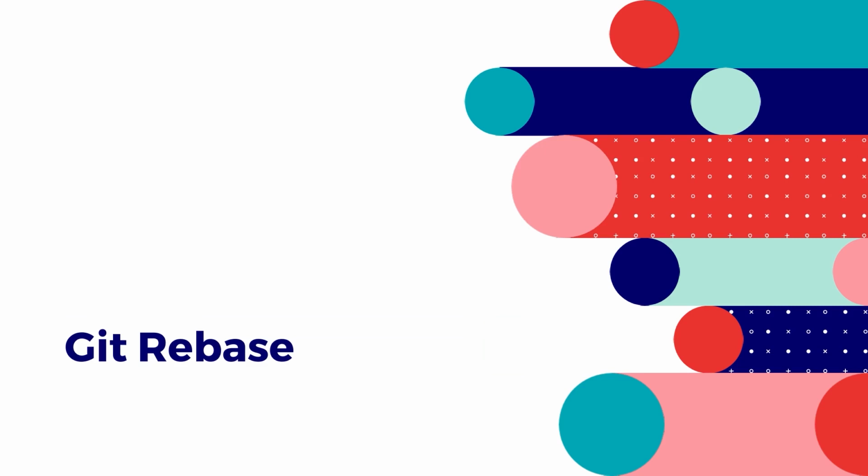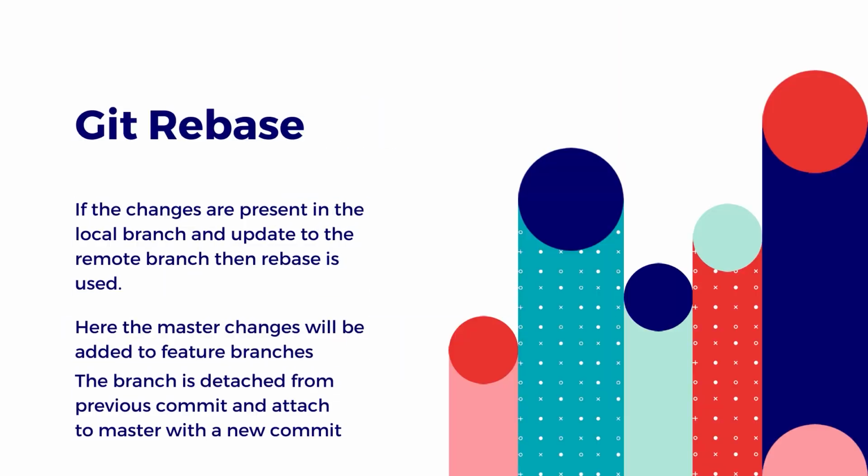Now we will understand rebase, and how rebase works, along with the syntax. If the changes are present in the local branch and updated to the remote branch, then rebase is used. Here the master changes will be added to the feature branch, and this branch is detached from the previous commit and attached to the master with a new commit.